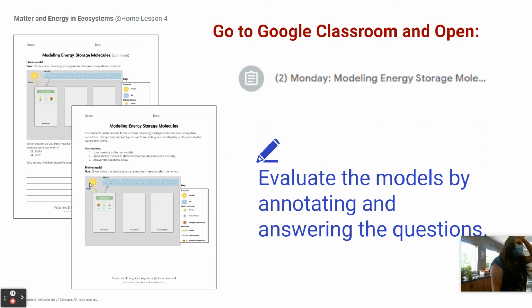If you go back in this video, I did talk about both Liam and Molly's model, and that might help you to kind of look at those a little bit more carefully. You want to pay attention to what's going into the process of photosynthesis and then what's coming out of photosynthesis. Remember, going into photosynthesis, we need energy from the sun, carbon dioxide, and then coming out of the process of photosynthesis should be energy storage molecules. When you're finished, you should turn your work in, and that would be it for today.